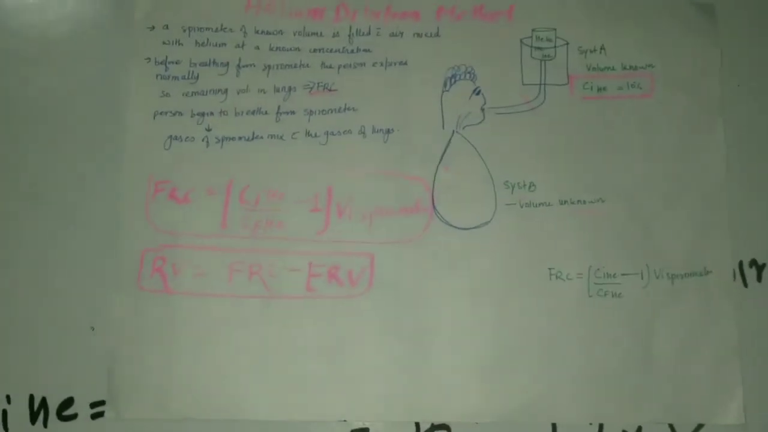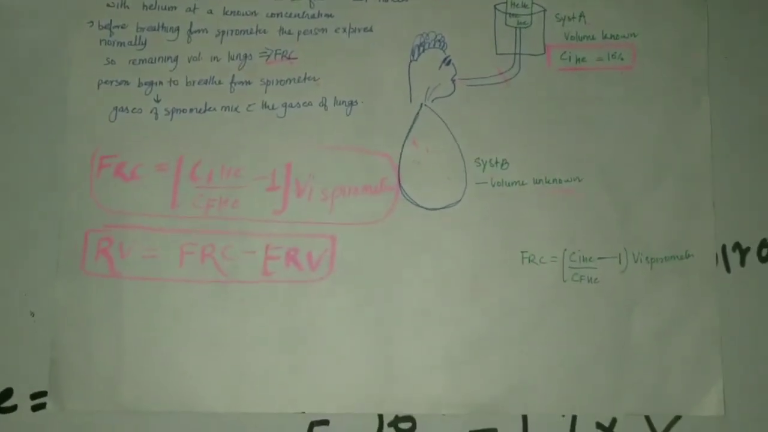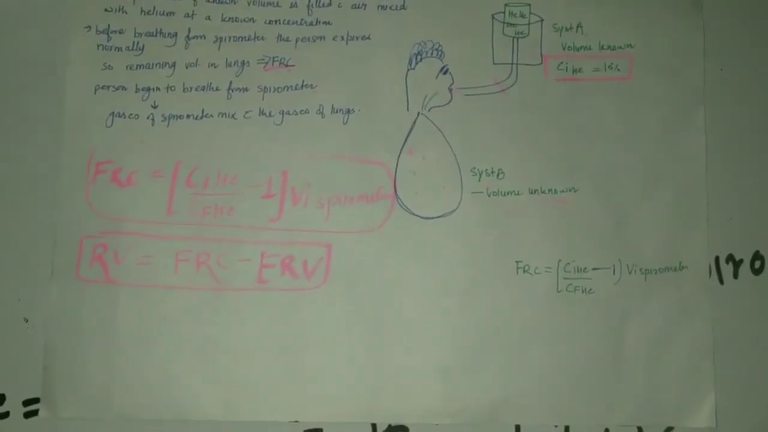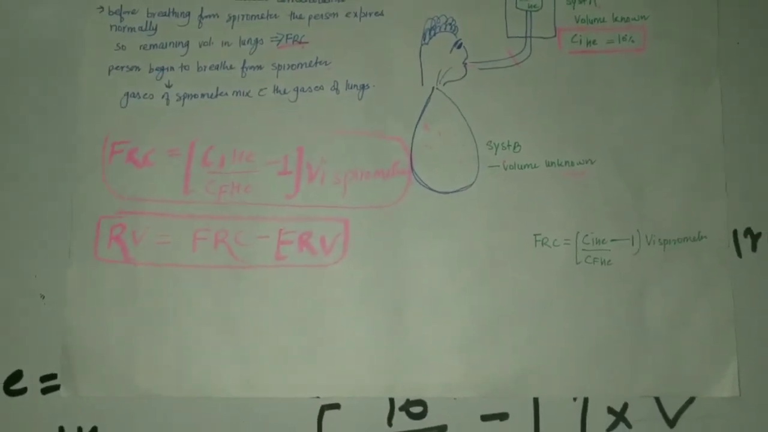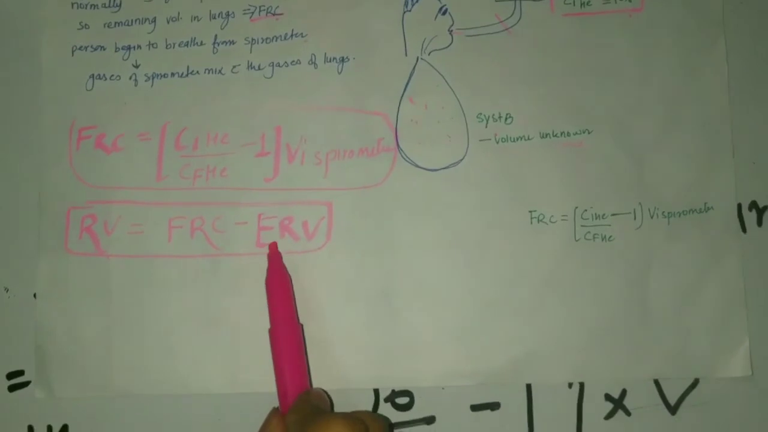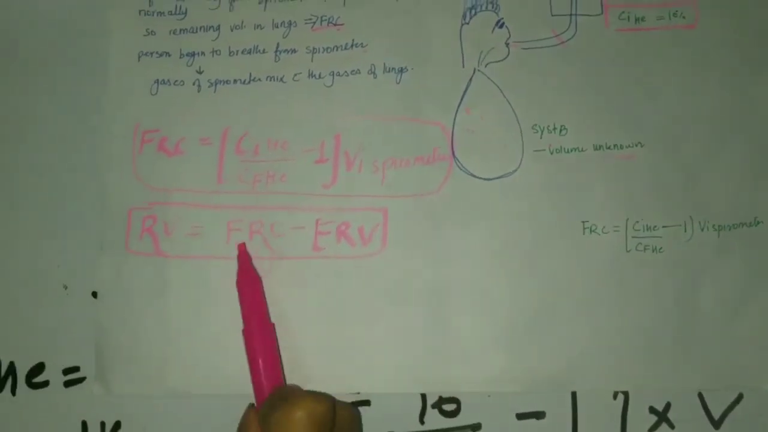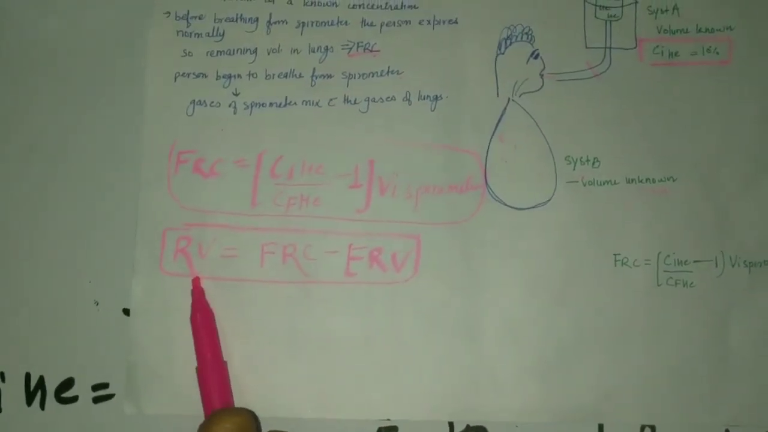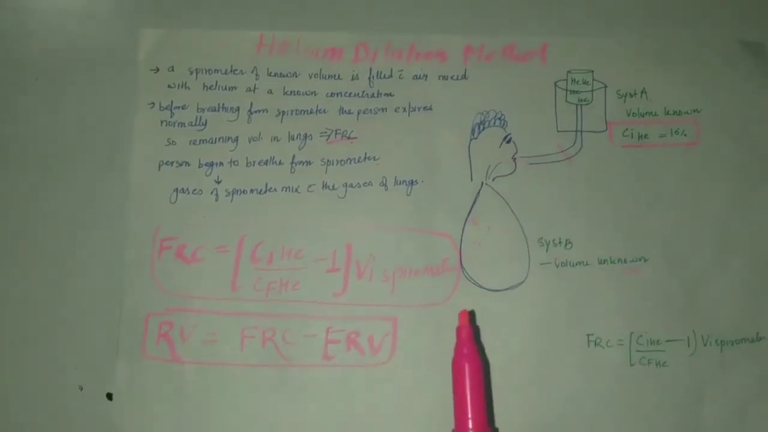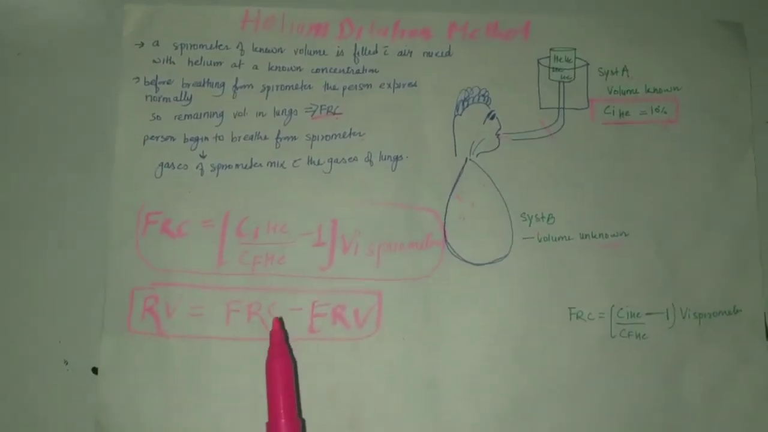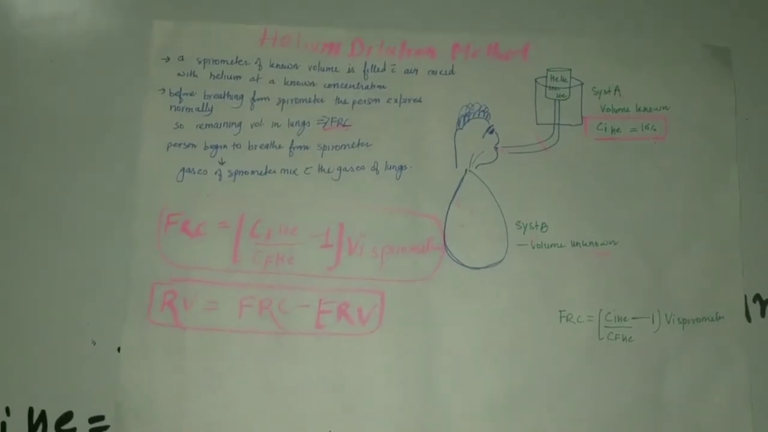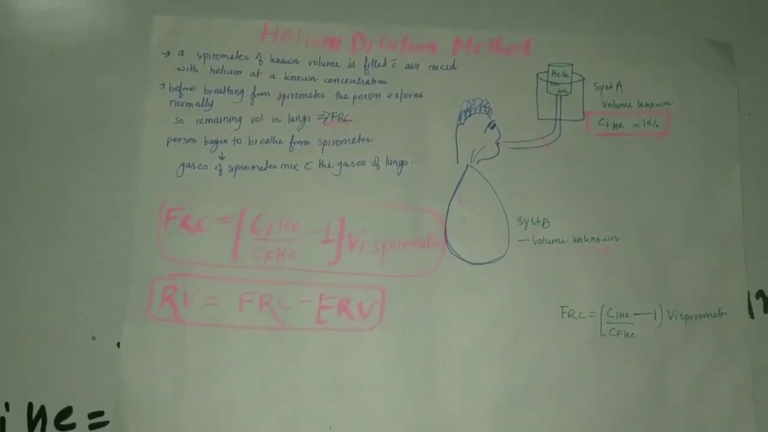This way we can calculate the functional residual capacity, and once we know functional residual capacity, we can easily calculate the residual volume by using the formula: functional residual capacity minus expiratory reserve volume will be equal to the residual volume. So by this helium dilution method, we can calculate both residual volume and functional residual capacity. So this was all about respiratory volumes and their determinations.